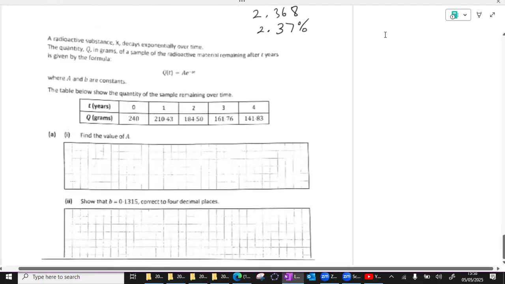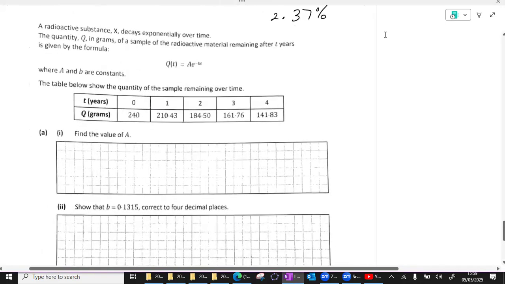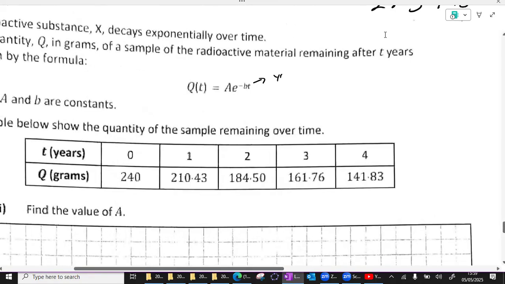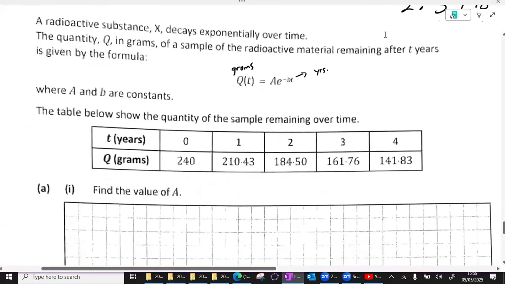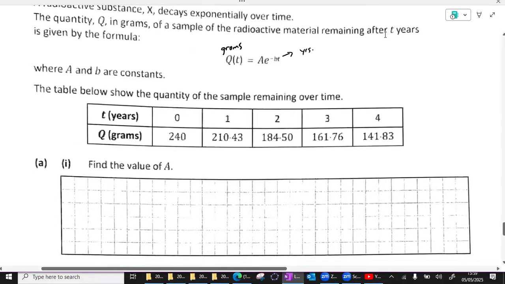Okay, so last question. A radioactive substance X decays exponentially over time. The quantity Q in grams of a sample of radioactive material remaining after T years is given by the formula. So T is years, and Q is grams. So how much radioactive material is left in grams? You're then given a table of values. Find the value of A.